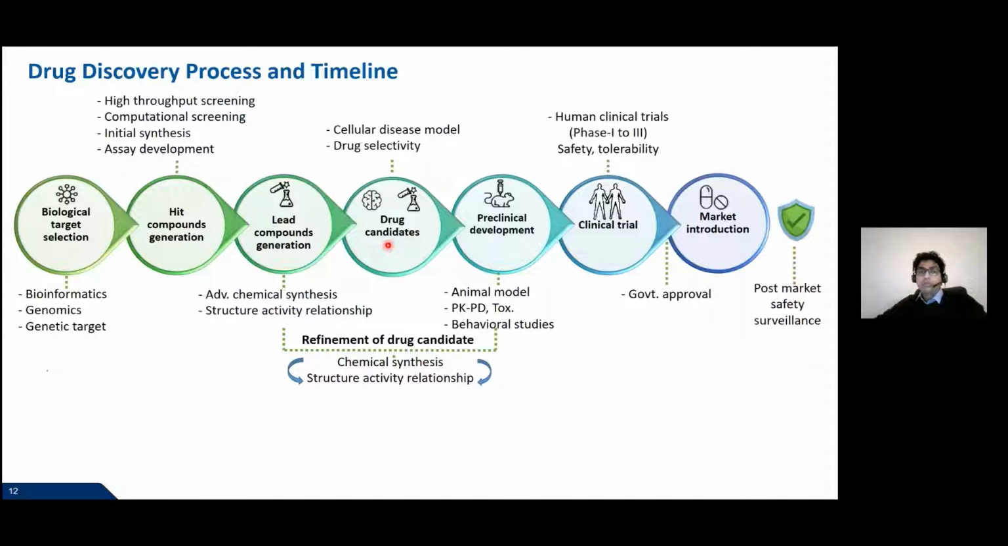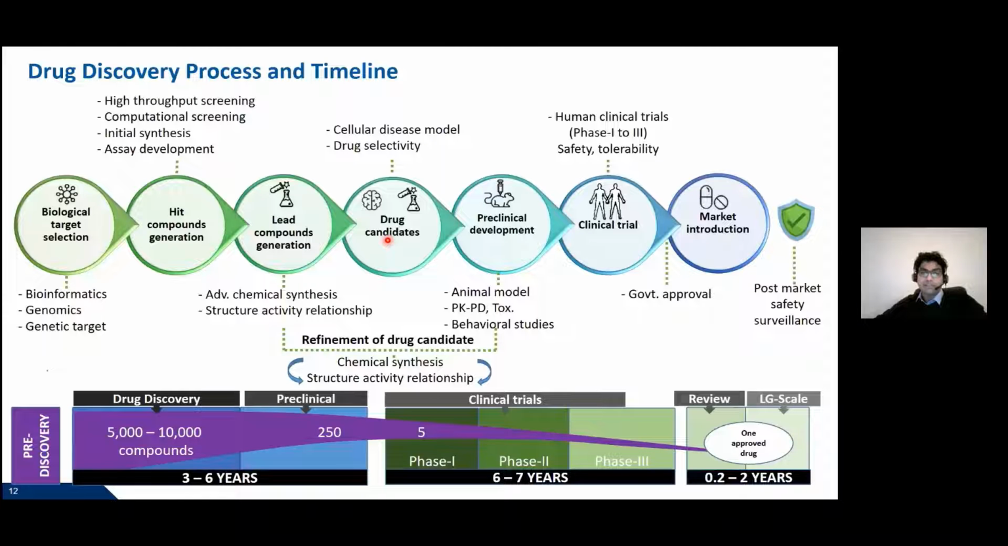Now we should look into the timeline required for this kind of research. The pre-discovery stage, which is biological target selection, can be done within months. That's not a problem. But then it comes to drug discovery and preclinical trials, which require around 3 to 6 years. Drug discovery contains hit compound identification, lead generation, and drug candidates, right? These 3 steps, and then the preclinical trials in animals, not humans, require 3 to 6 years.